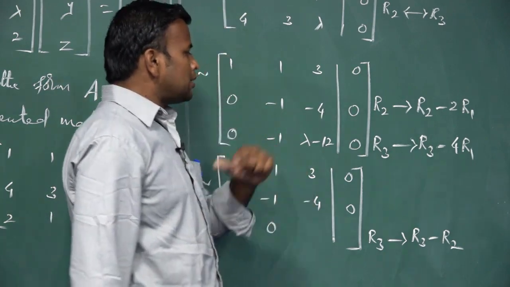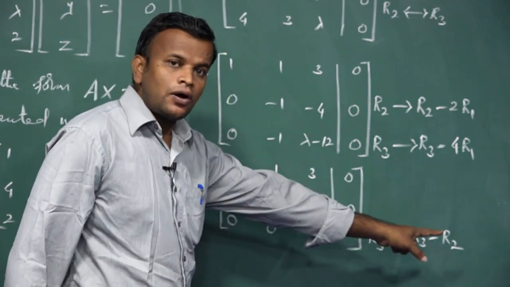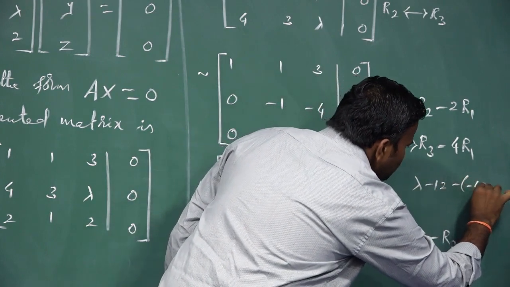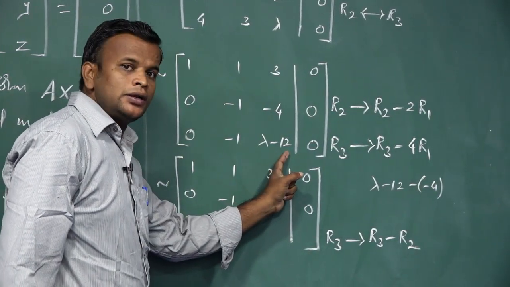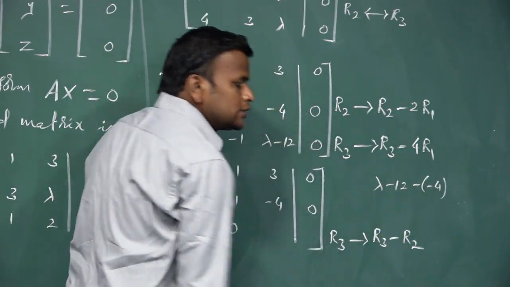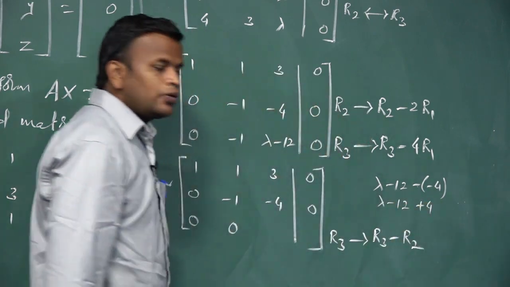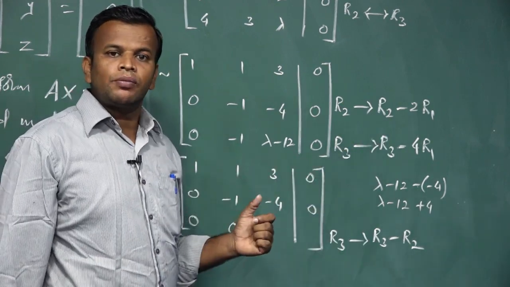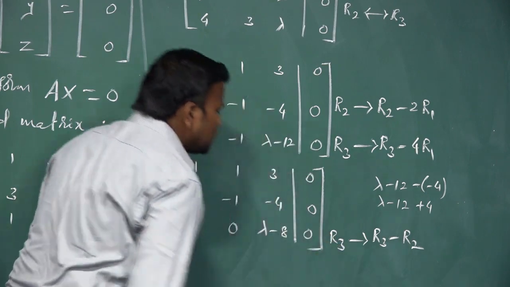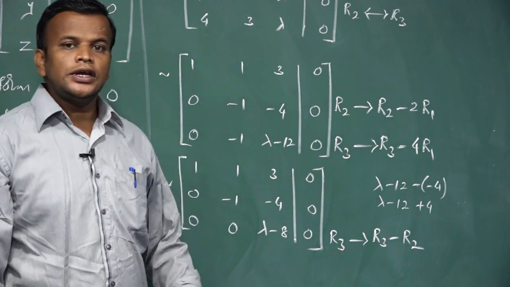Lambda minus 12 becomes, how to write R3? R3 minus R2. Lambda minus 12 minus of minus 4. You know this minus to minus is plus. So lambda minus 12 plus 4. Minus 12 plus 4 is minus 8. Lambda minus 8. All the other values are 0, because 0 minus 0 is 0. Now you see it is in echelon form.